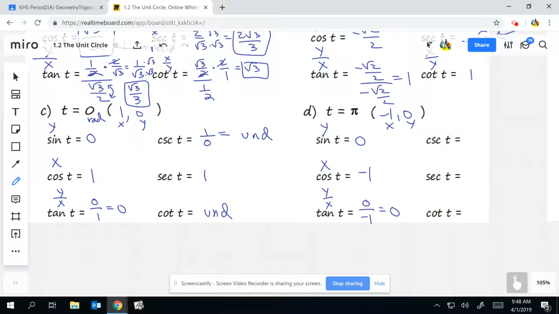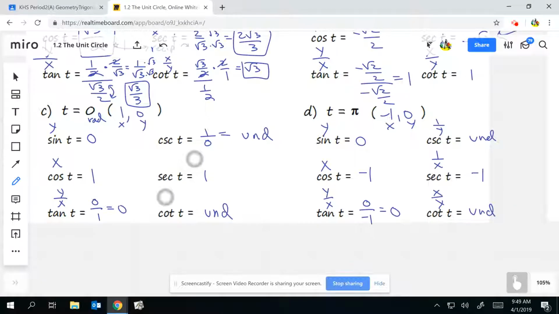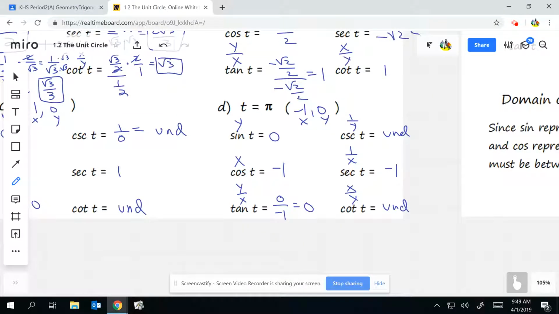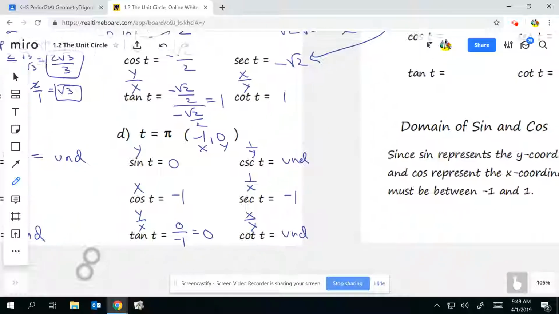Your secant would be 1 over the y value, so it's going to be undefined because you can't flip the 0 over. Cosecant is 1 over your x value, which is still negative 1. And cotangent is x over y, which is undefined. So you just look for the coordinate, and then the x is always your cosine, the y is always your sine. And you'll have all your trig functions that you need.